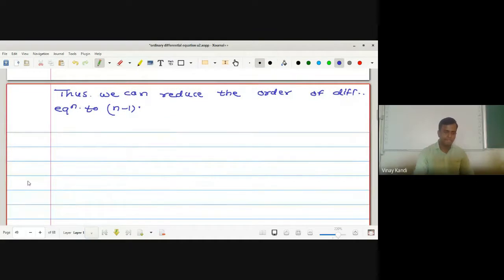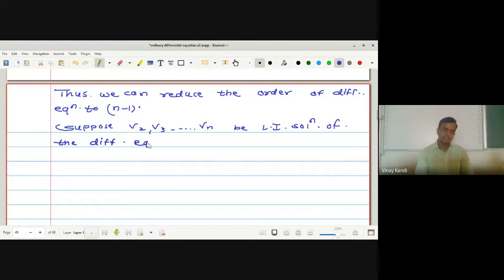Okay, now suppose v2, v3 and so on up to vn be the linearly independent solutions of the differential equation in V of order n minus 1.